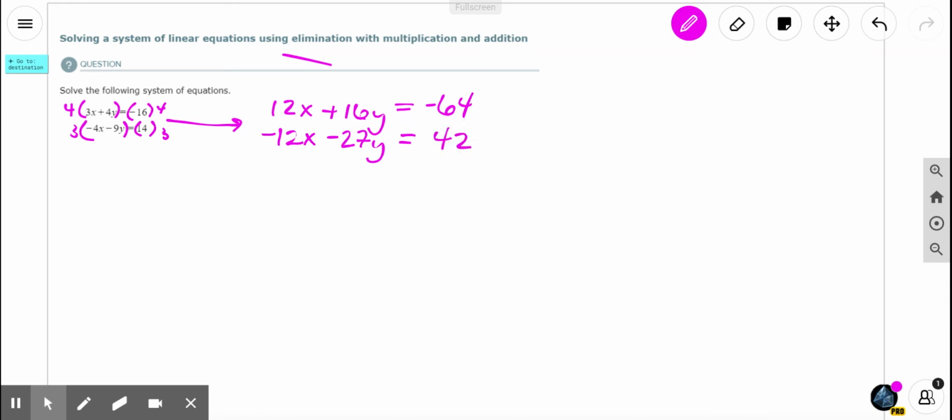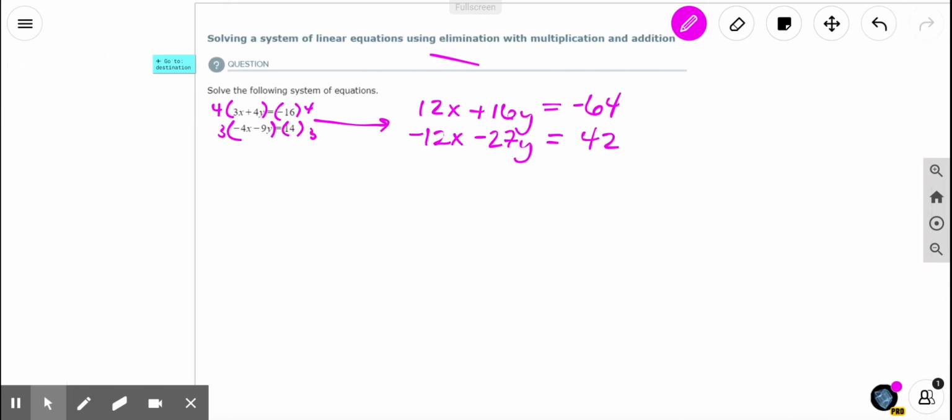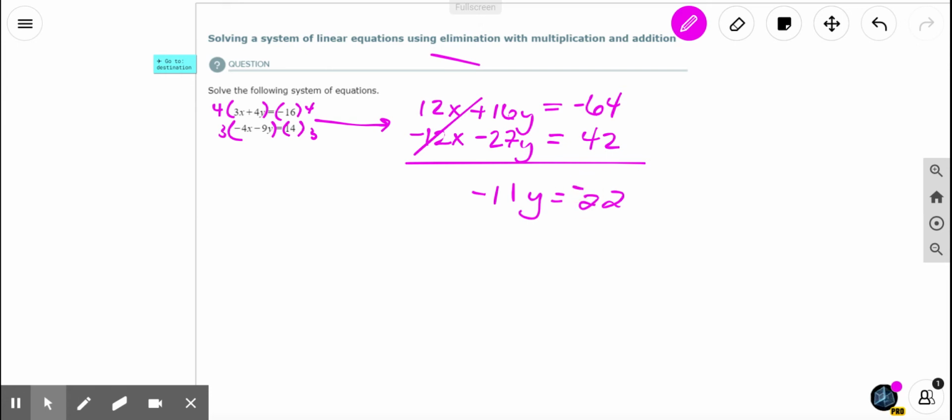42. All right. Look what I created. I created a situation where 12 and negative 12 are going to cancel. Okay. 27 minus 16. Make sure you subtract the smallest from the largest. Negative 11y is equal to negative 22, so y is equal to 2, positive. All right, be careful with your negative signs.